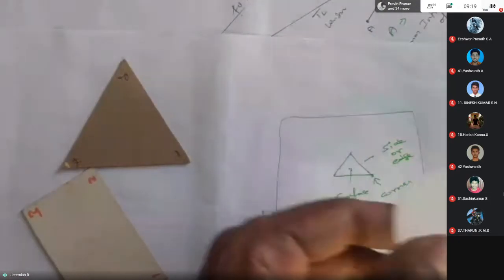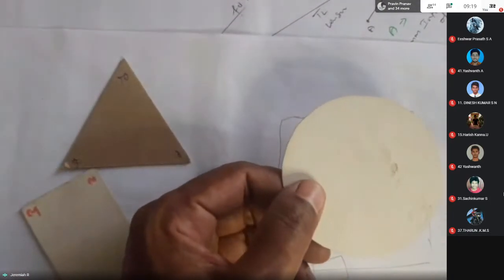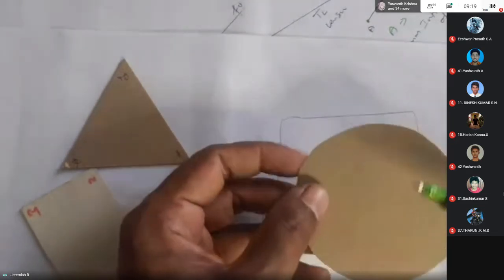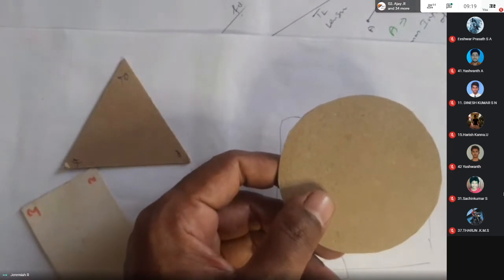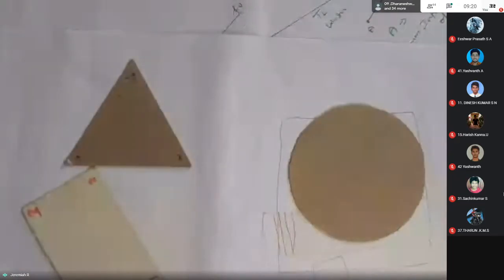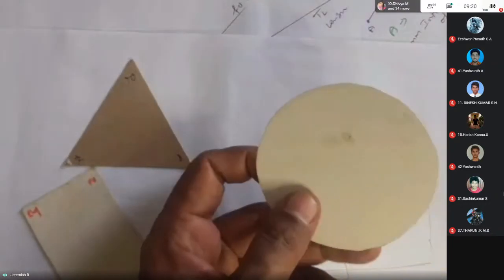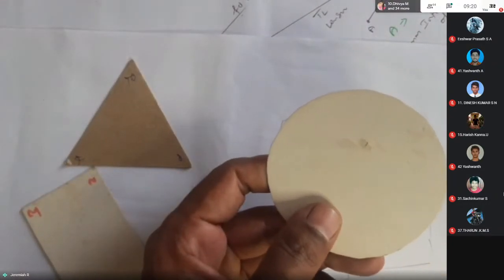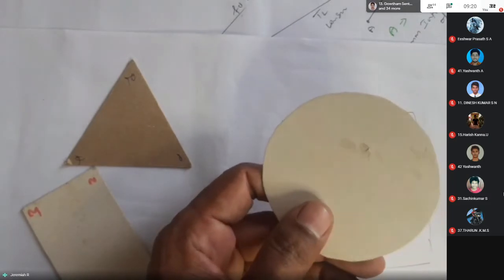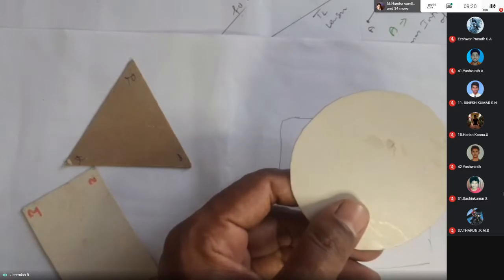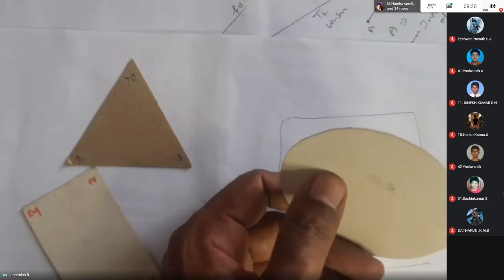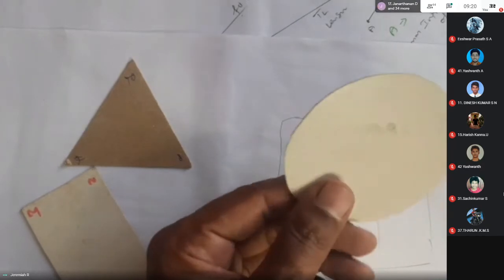In case of a circle also, this is called surface. This is a diameter and radius. In case of a circle, there will be no corner and no base side or edge. Only for polygon surfaces you will have a base side as well as corner.